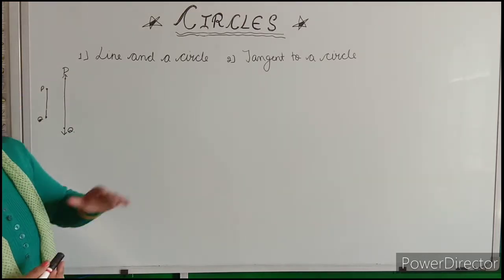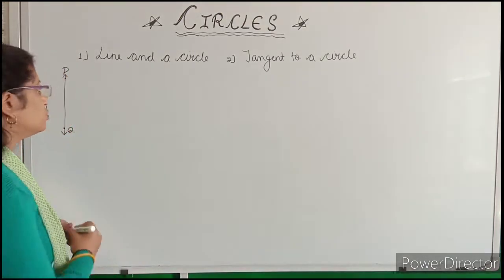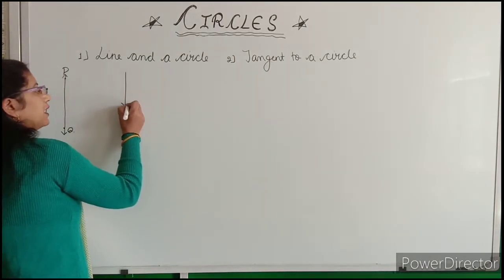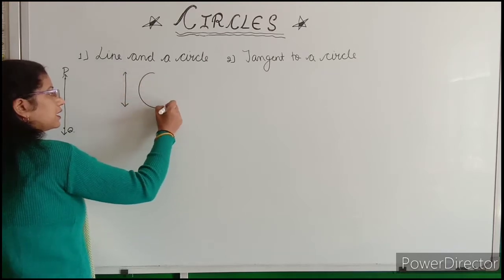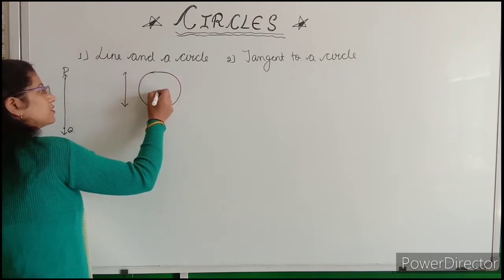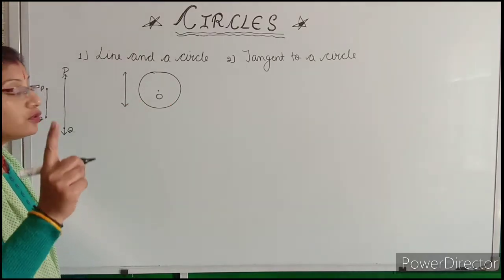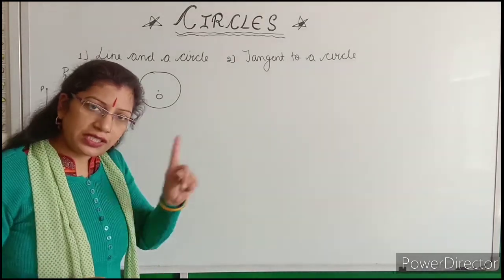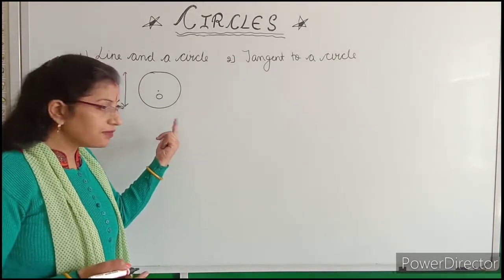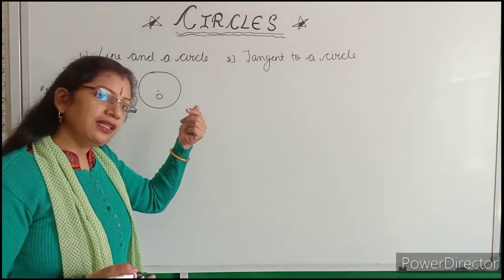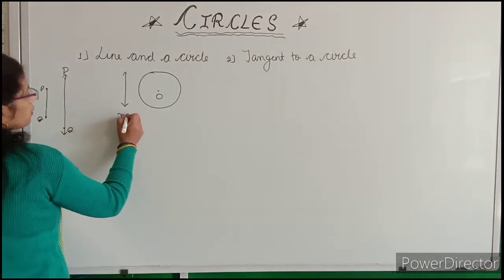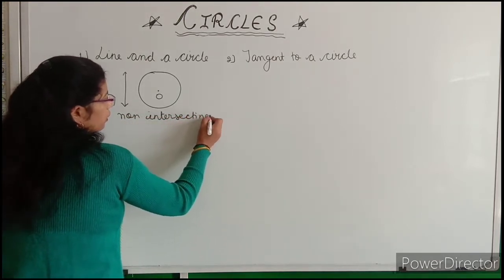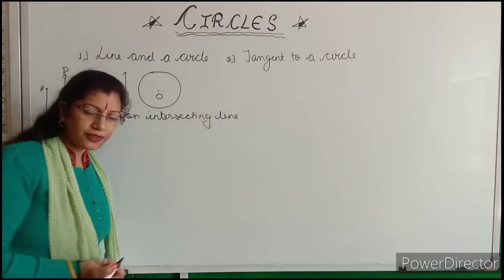So I am taking one line and one circle. How many cases can there be? Look at here. When I am taking one line here and one circle here, with center O, the first case is that the line is outside of the circle. It is not touching the circle. In this case, when the line is not touching the circle, it is called a non-intersecting line. Non-intersecting line. The first case.